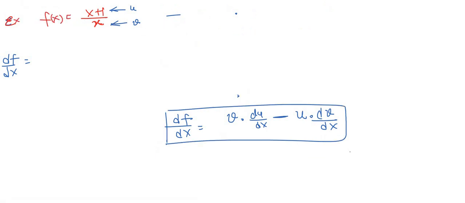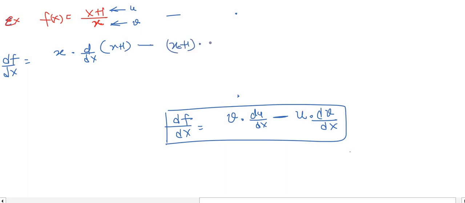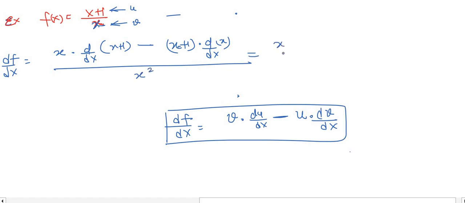this is my formula, so I am trying to use it. V as it is, which v is this, d by dx of x plus 1, minus u as it is, x plus 1, and then derivative of x, divided by v square. So it will be x square. Correct? So let me just simplify x as it is.